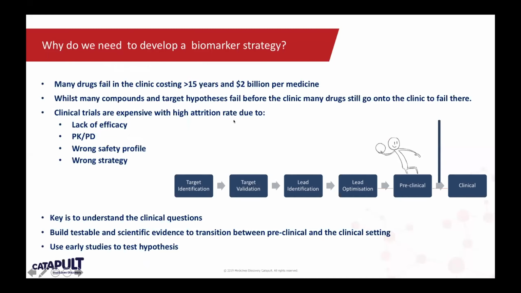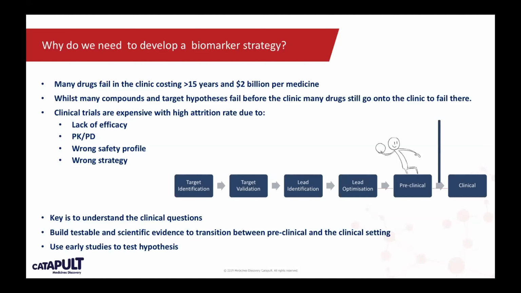So the first question is, why do we need to develop a biomarker strategy? As many of us know, the drug discovery pipeline moves from target identification to validation, then into lead identification and optimization, and into preclinical. At that point, if the drug has been validated and is ready for clinical submission, you need to have a plan. Where's that drug going once it gets into the clinic, and who are you going to treat with that drug? Many drugs fail in the clinic, and it costs many, many years to develop through this pipeline, and is very expensive.